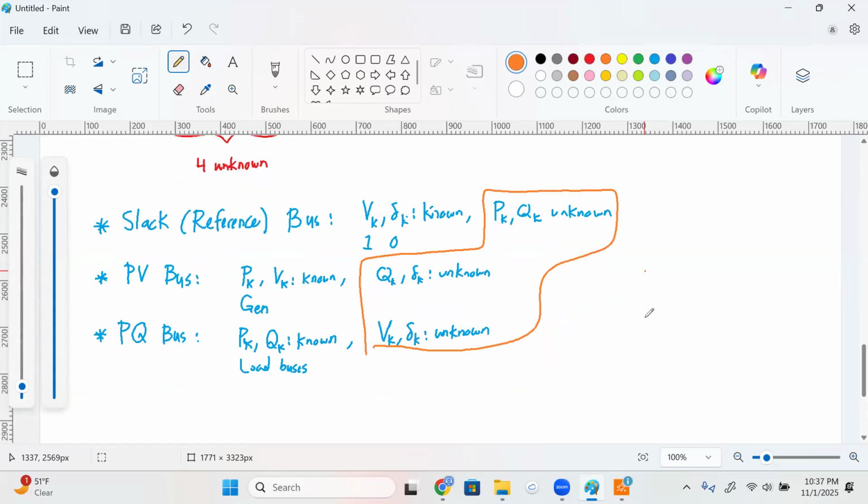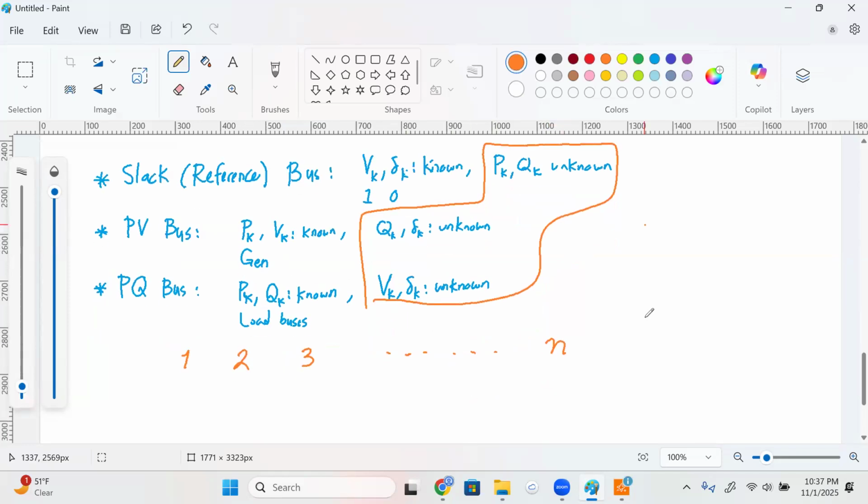So let's say I have a system with n buses. They start from 1, 2, 3, and they go all the way to n. What I will do is I will consider bus number 1 to be the slack bus. So I name that bus number 1. The rest of the PV buses, the generator buses, are going to be buses 2, 3, 4, and so on. And then whatever remains is going to be my PQ buses.